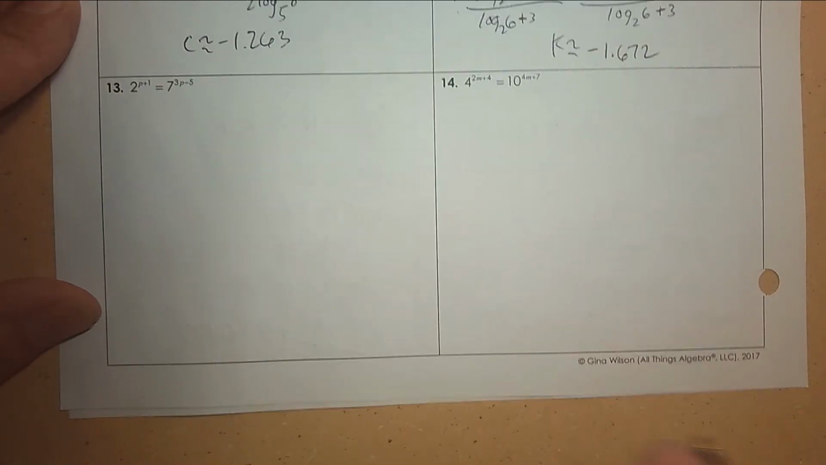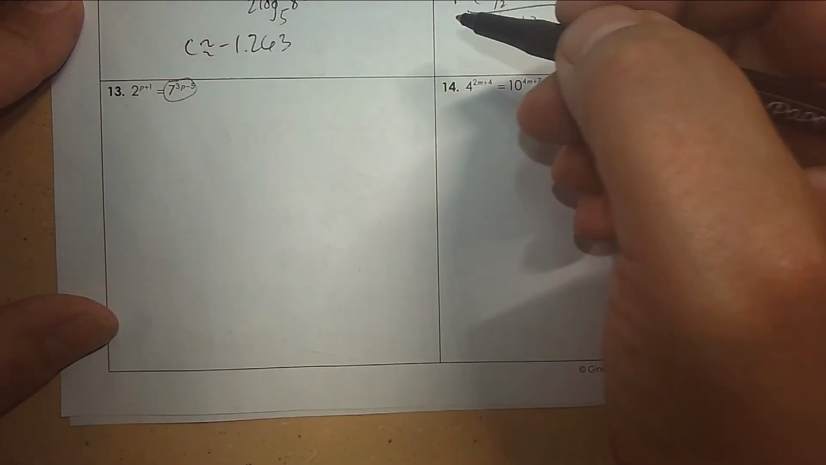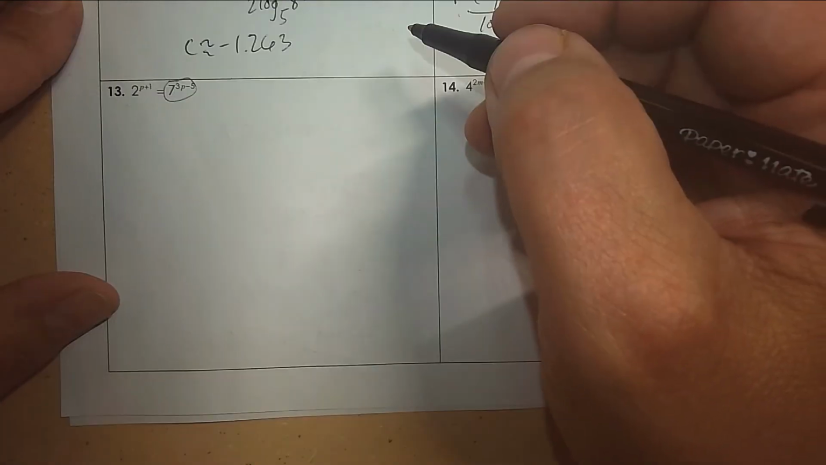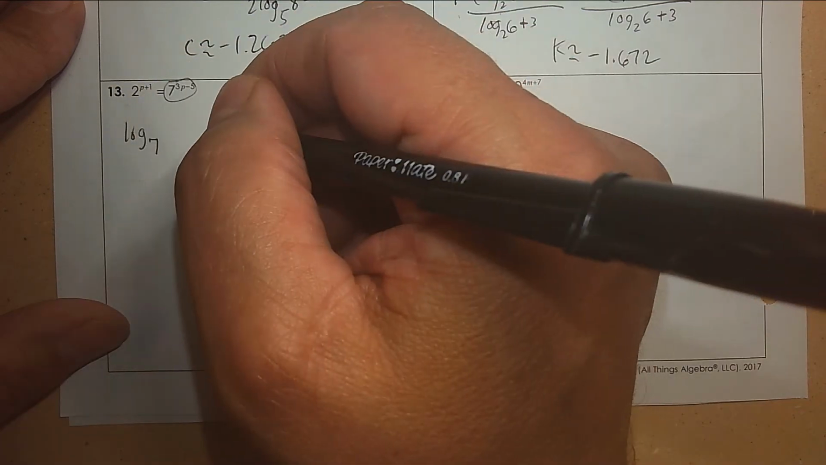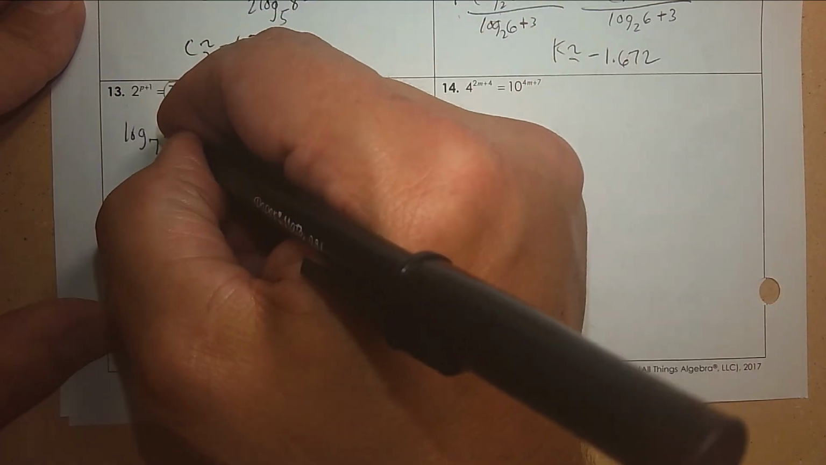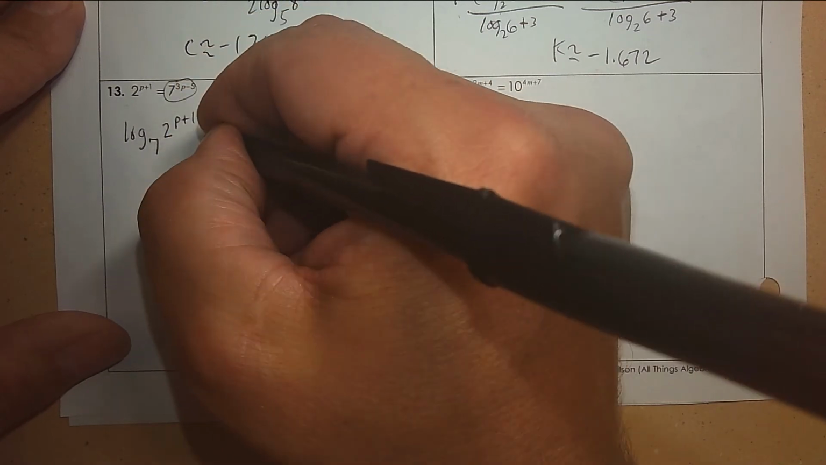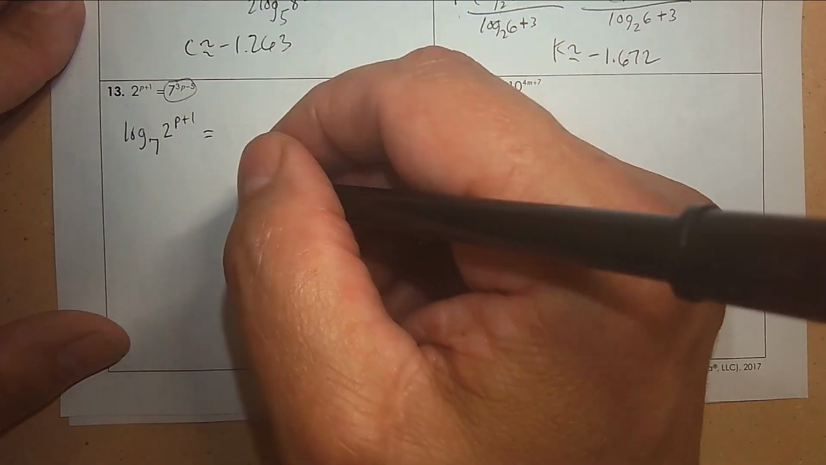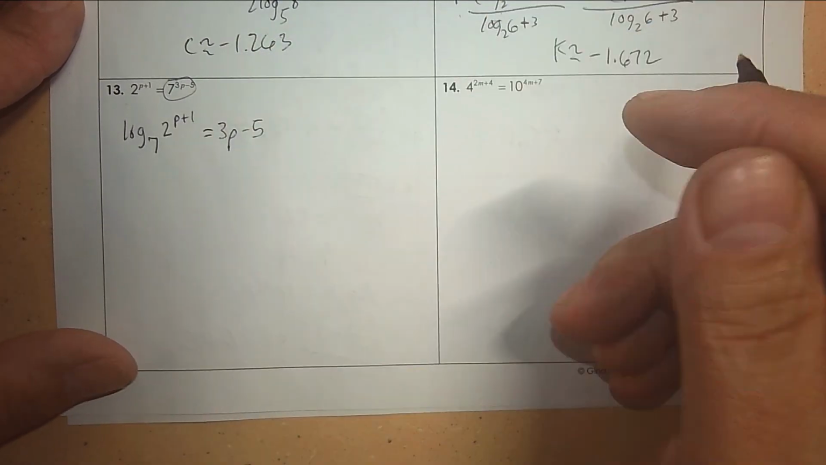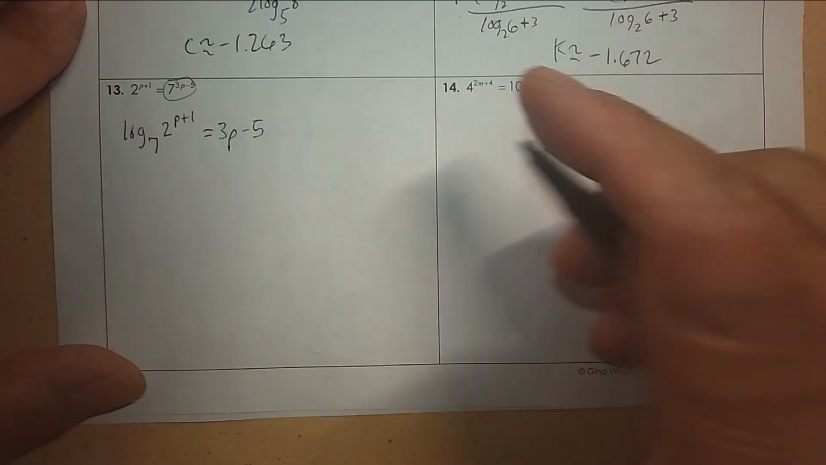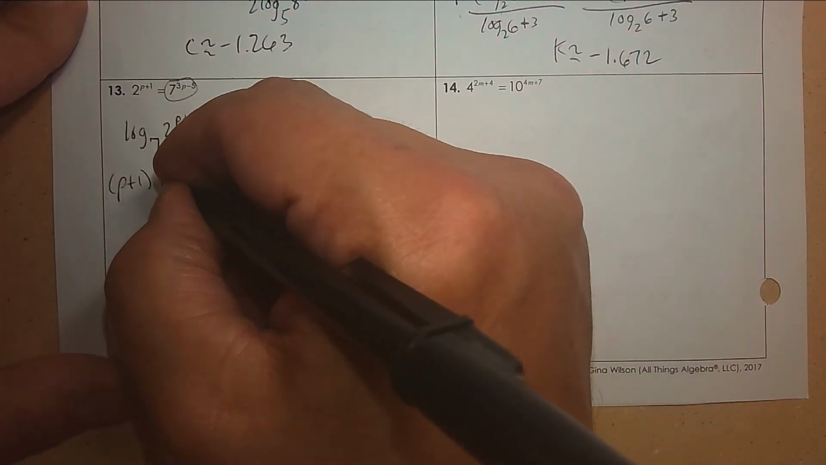Number 13. So they're both the same. I'm going to pick this one because the exponent is a little bit more involved. So I'm going to write down log, and the base is 7. What goes inside is the answer part, which is 2p plus 1. And then on the other side is the exponent, which is 3p subtract 5. So we're writing it properly as a logarithm. That p plus 1 can be written as a product in front of the logarithm.